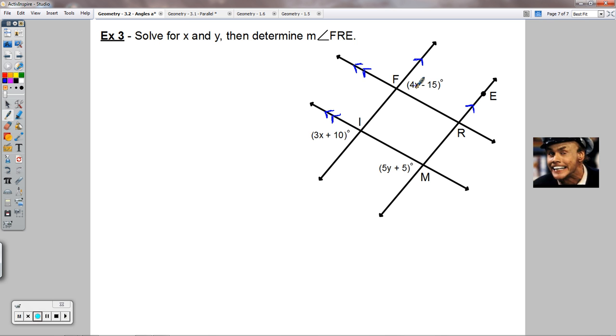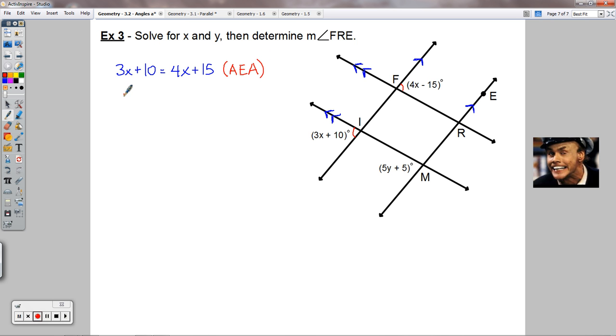However, I see 4x minus 15, 3x plus 10. These are with respect to these two parallel lines and this transversal. These are alternate exterior angles. They're on the exterior of these two parallel lines on alternate sides of the transversal. So I'm going to add this into the picture. I can say that this is congruent to this. So great. What's that mean in terms of an equation? We have 3x plus 10 would equal 4x minus 15. And if you had to give a reason for that, you could say alternate exterior angles.